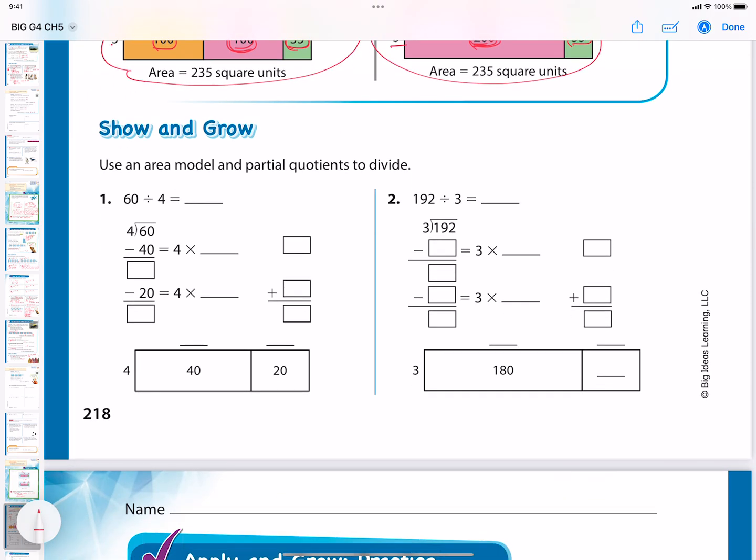So let's practice more with another problem. Use an area model and partial quotients to divide. 60 divided by 4 is what?